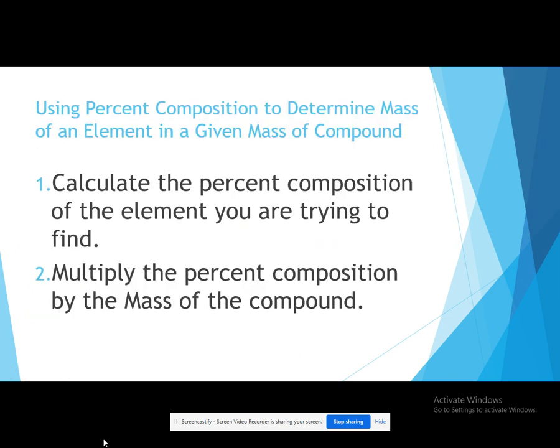And the last thing that we're going to learn about percent composition is using it to determine the mass of an element if you are given the mass of the compound. So the number one thing that you're going to do is calculate the percent composition of the element that you're trying to find. The only thing I'm going to say is you're going to calculate the percent composition and keep it in a decimal. So don't change it to a percent by multiplying by 100. Instead, you're going to multiply the percent composition by the mass of the entire compound. So let's work this out so you can see it firsthand.